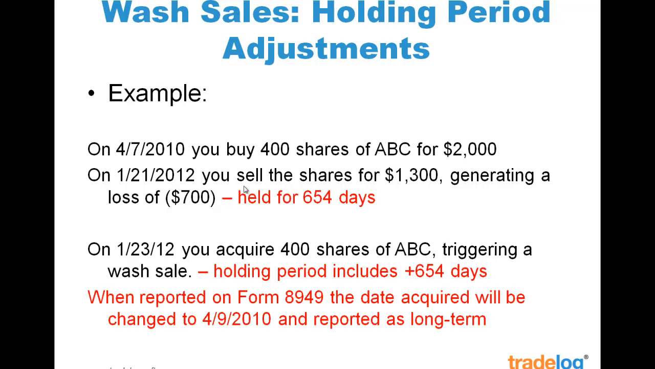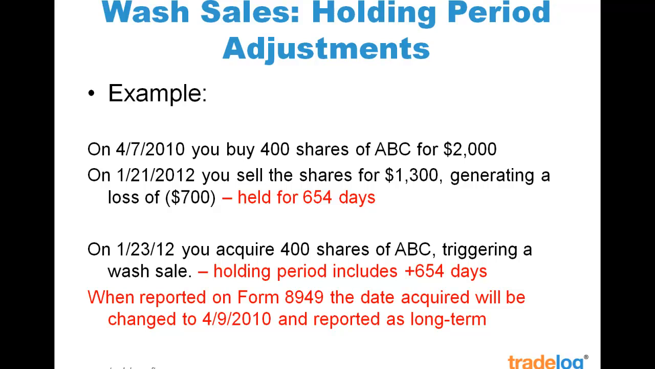What happens now with this change in short sale reporting is that you notice the original trade was held for 654 days. Now, on January 23rd, when we bought the replacement shares, those 400 shares triggered a wash sale, and so the holding period on those 400 shares now includes the 654 days from the original trade. So when reported on Form 8949, the date acquired is going to be adjusted. It's going to be changed to April 9th, 2010 and reported as long-term.